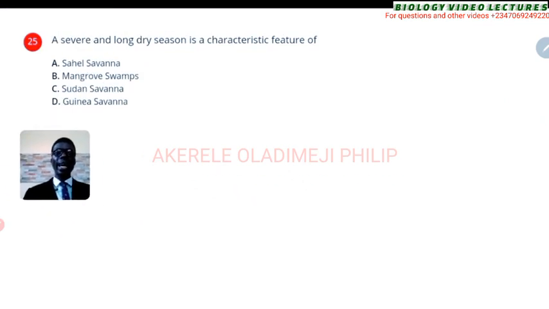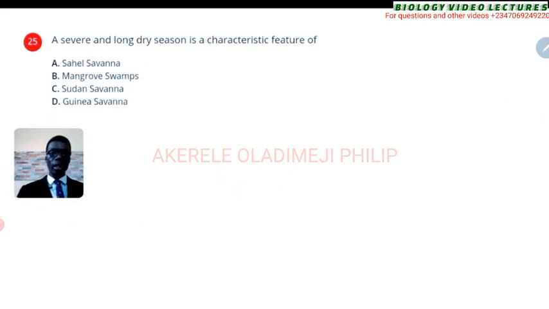A severe and long dry season is a characteristic feature of, of course, that's going to be Sahel savanna. Yes. If I want to arrange this from the wettest to the driest, the answer, of course, is A. The wettest is going to be one, mangrove swamp, followed by Guinea savanna. We don't have tropical rainforest; that should have come before Guinea savanna. Then we're going to have three, which is Sudan savanna. Then the last one is going to be what? Sahel savanna. It's becoming drier.